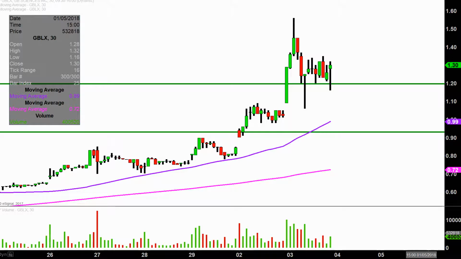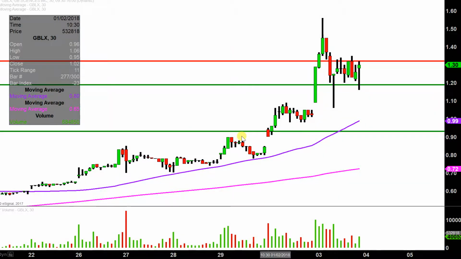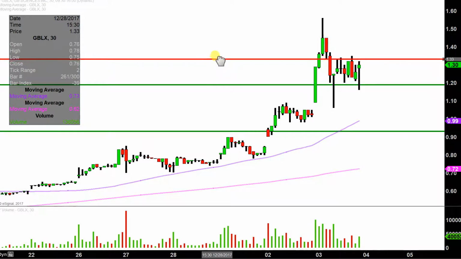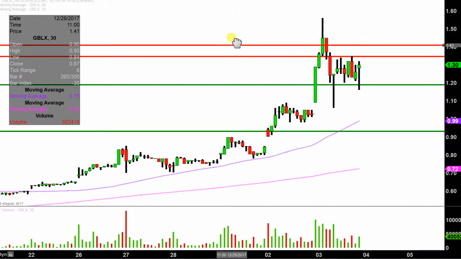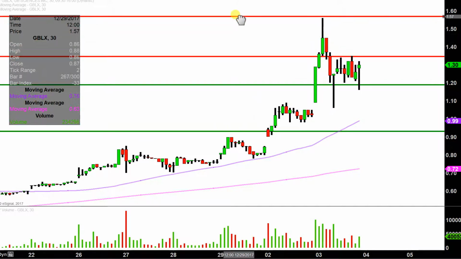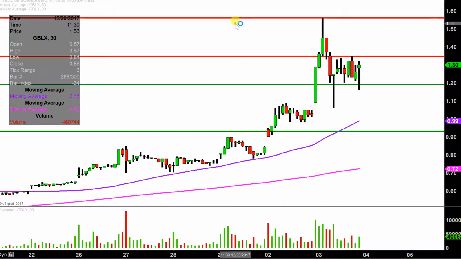What about areas of resistance? First area of resistance is that shorter term one that seemed to form right there during the afternoon, and that's at $1.35. And then after $1.35 is just simply where the party stopped today, and that sits right up there at about the $1.55 mark. So $1.35, $1.55, next couple areas of resistance.